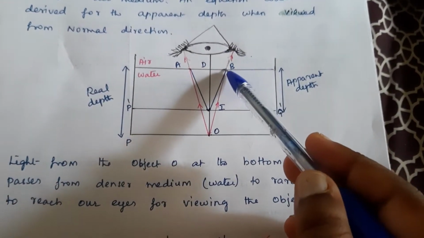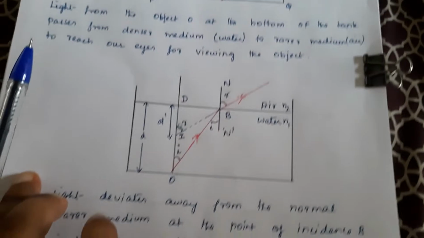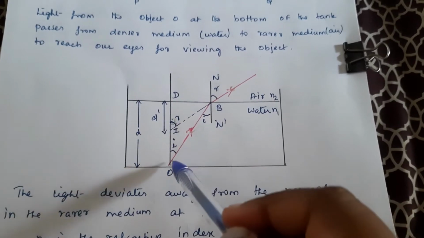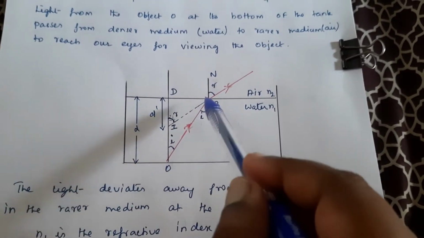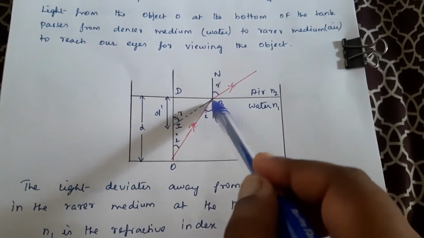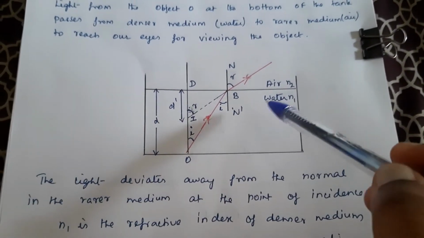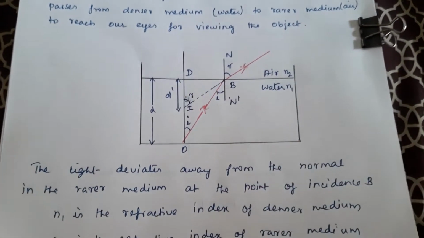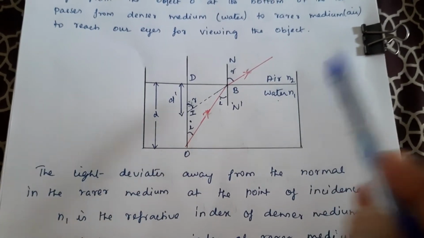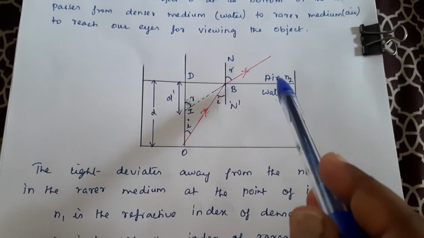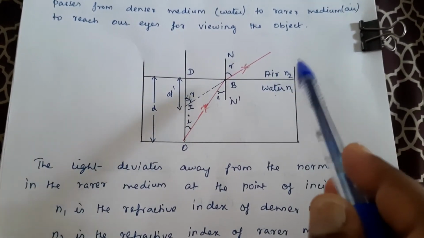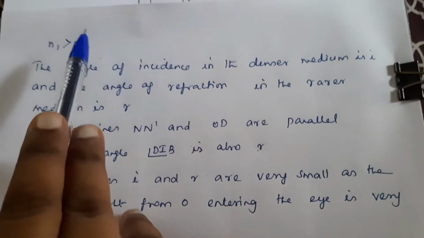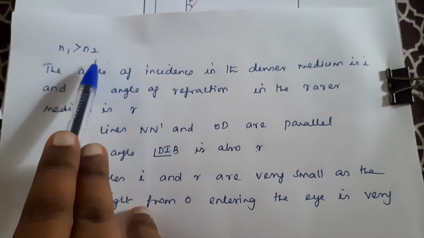So what is happening here? The refraction will take place. The light deviates from the normal. Here this is the normal. Light from the object is passing from the denser medium to the rarer medium, so the light deviates from the normal in the rarer medium at the point of incidence. Here N1 is the refractive index of the denser medium, that is the water, and N2 is the refractive index of the rarer medium, that is air. Here N1 is greater than N2.